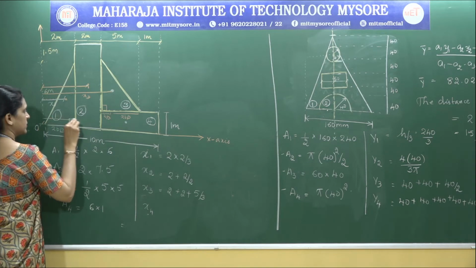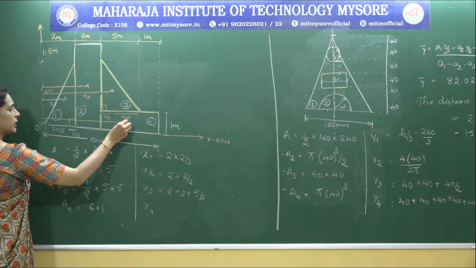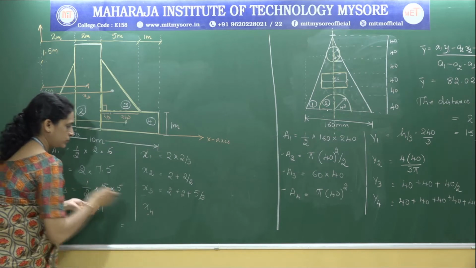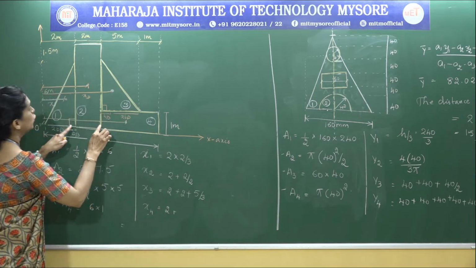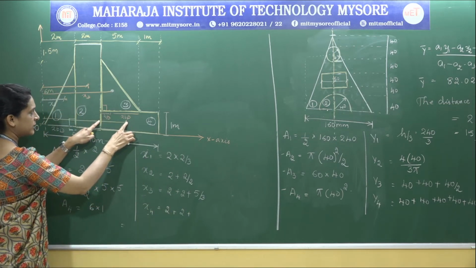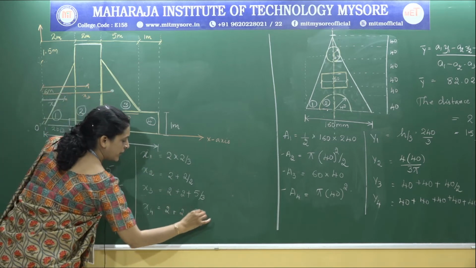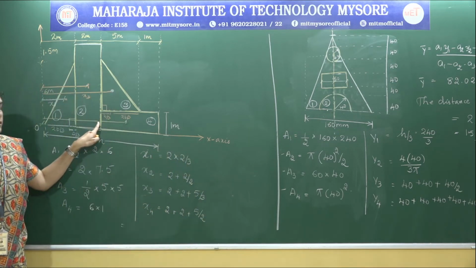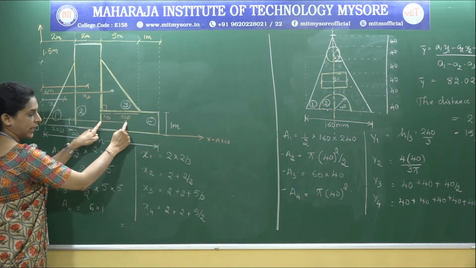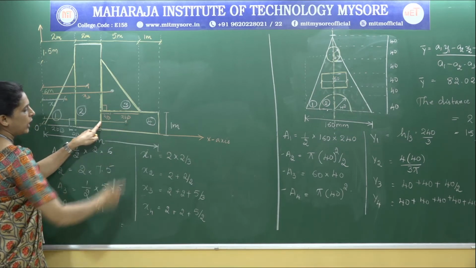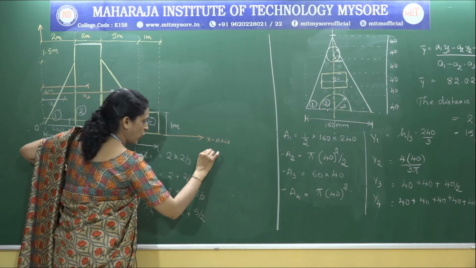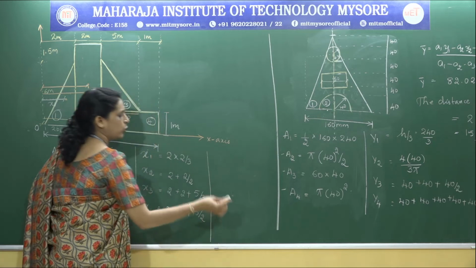So, the distance is from here to this point. This is x4. So, therefore, it is 2 plus 2 plus, we can just see it is a rectangle. So, 5 by 2. This is the x4 value, 2 plus 2 plus centroid of a rectangle. Fine. So, now moving on to the y bar, that is points required to find out y bar.